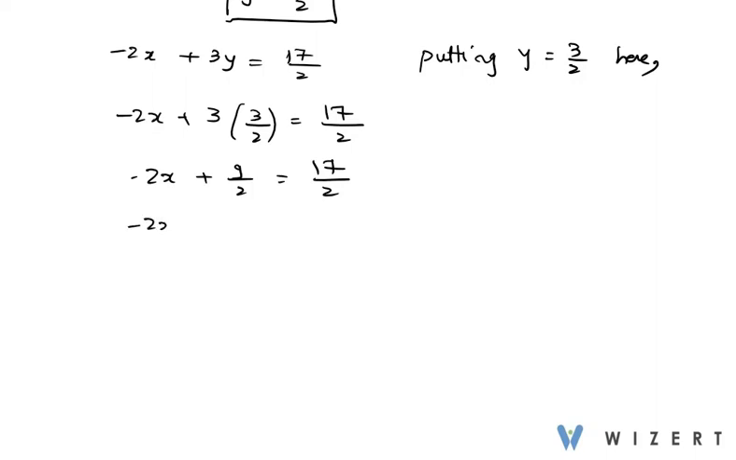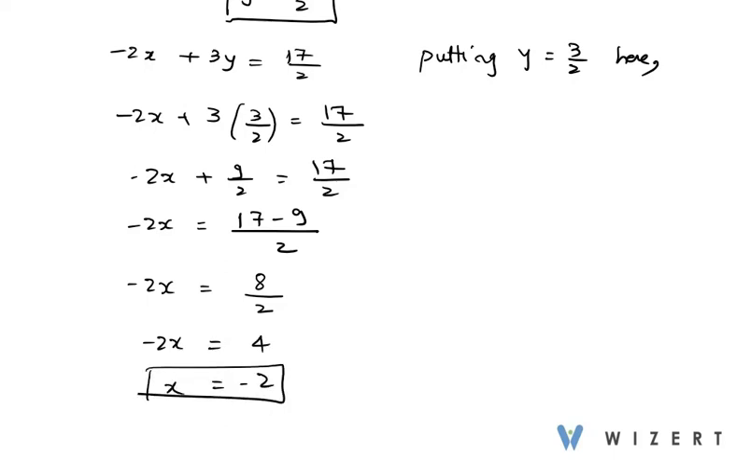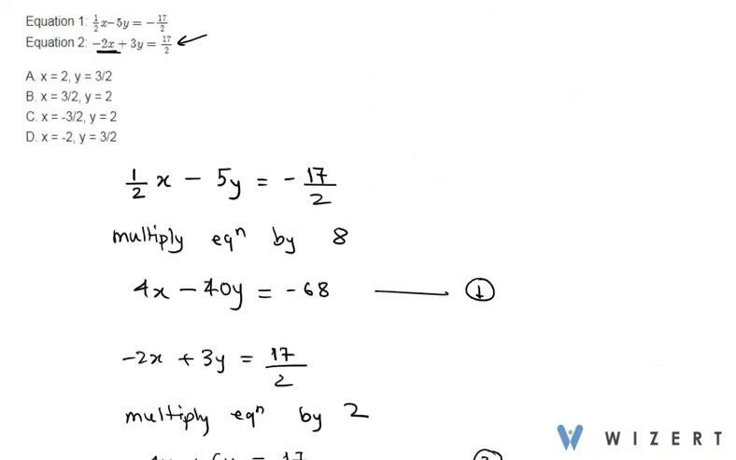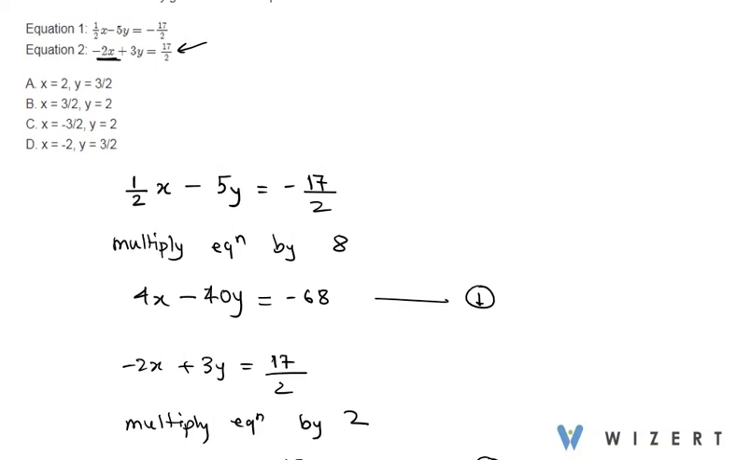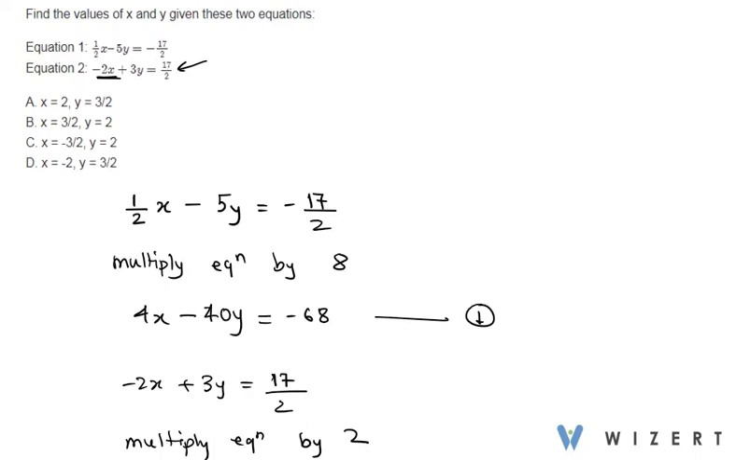So I get minus 2x equal to 17 minus 9 by 2. So I get minus 2x equal to 8 by 2. So I get minus 2x equal to 4. So x equal to minus 2. So value of x is minus 2 and y is 3 by 2. Let's see which one of the options is the fitting answer for our equations. Yes, answer is option D, x equal to minus 2 and y equal to 3 by 2.